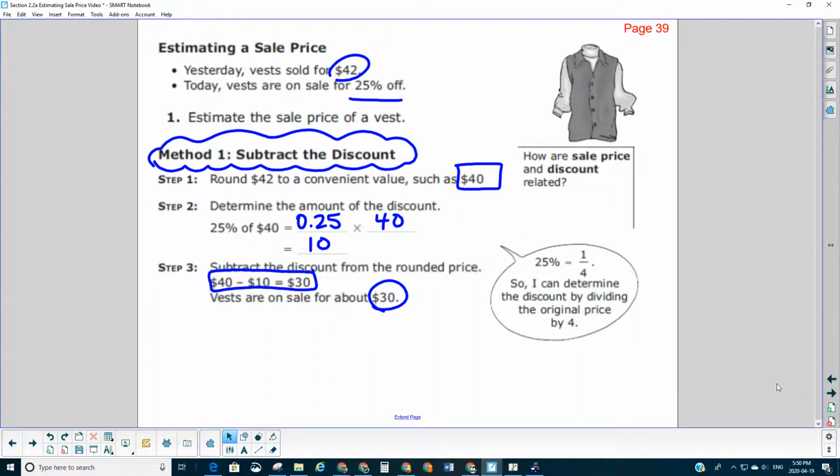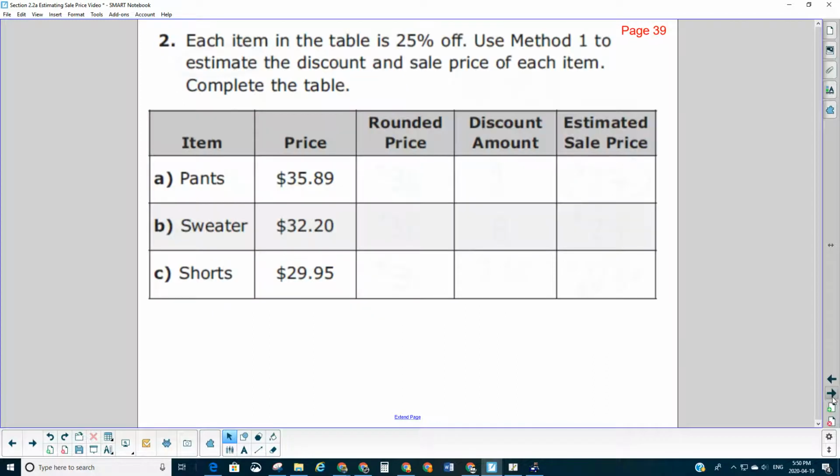So to practice it, we're going to skip method 2 and go down to the bottom of page 39 and do question 2. It says each item in this table is 25% off. We're going to use method 1 to estimate the discount and then figure out the sale price. So first, let's talk about these pants. They cost $35.89. We need to round it to a little bit more friendly number. So let's round it up to $36.